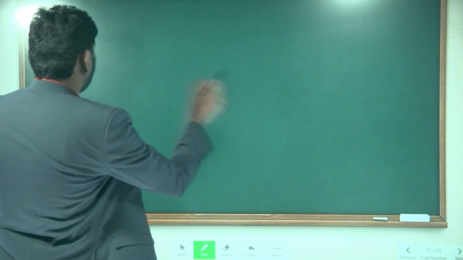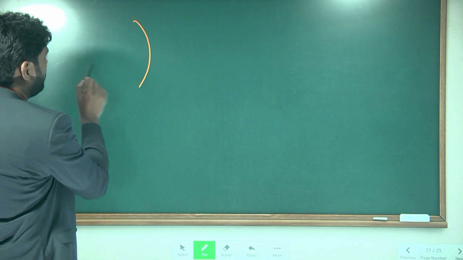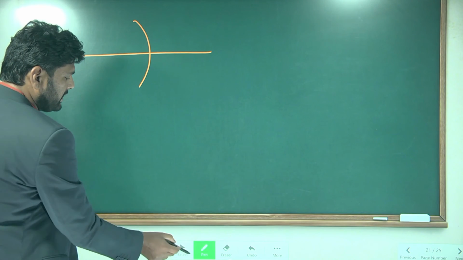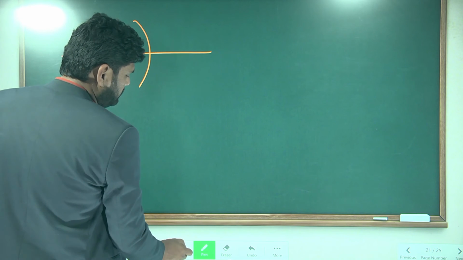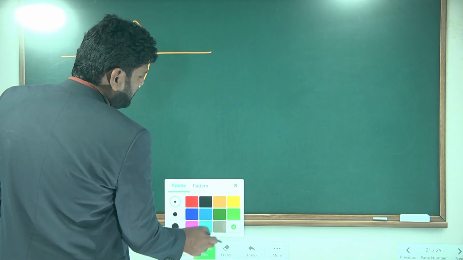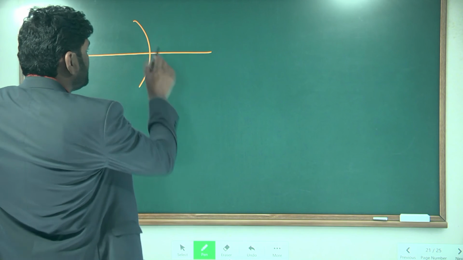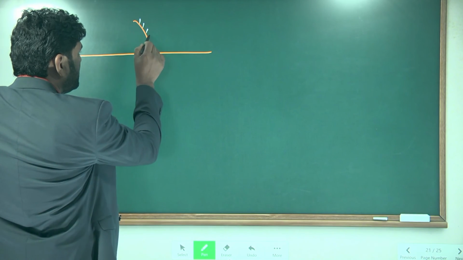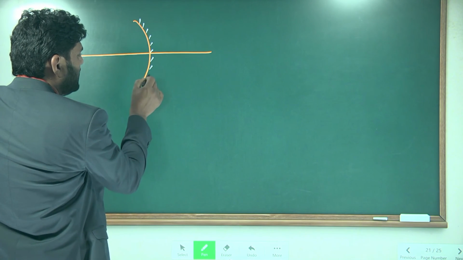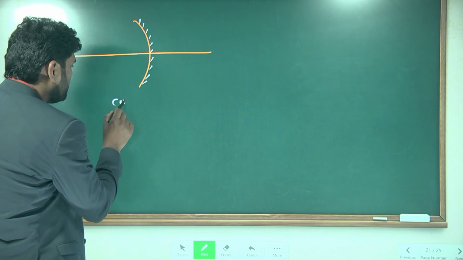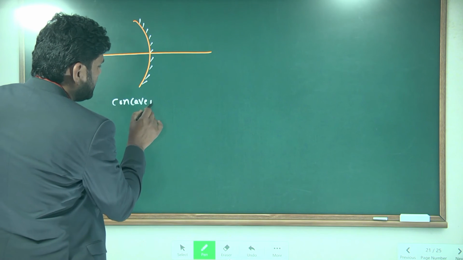Okay. Now one more question I will give. Let us take this is a curved mirror. Can you guess what kind of mirror it is? You cannot guess because I did not mention it. Sir, now it is concave. Very good. This is a concave mirror.